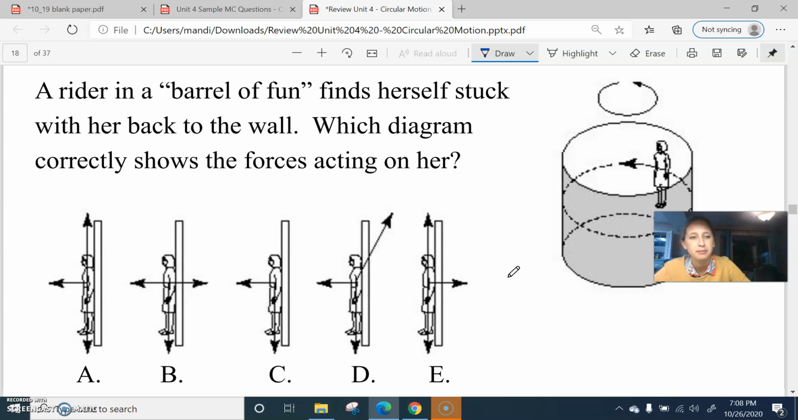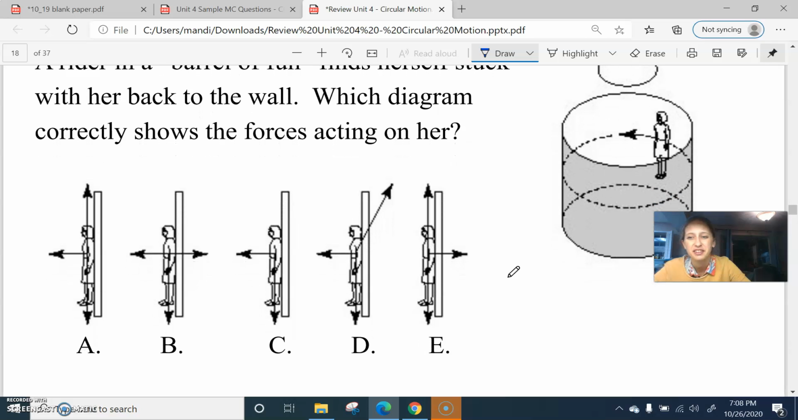Okay, this problem. This one's fun. So this lady, she's not sliding up or down. So we know up and down have to balance. So it's not that one, not that one, not that one. Otherwise, she would be actively accelerating up or down, and she's not. And then we have to see, is she being pressed into the wall or out of the wall?